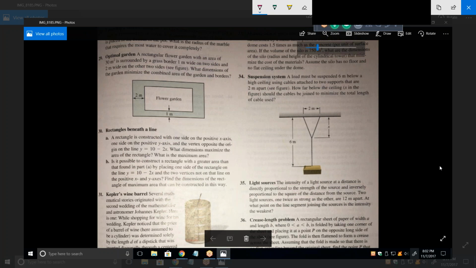Which ones do you have to do? The odd ones? All of them? Oh no, I just put those up for reference because I didn't really know how to do it all together. Okay.